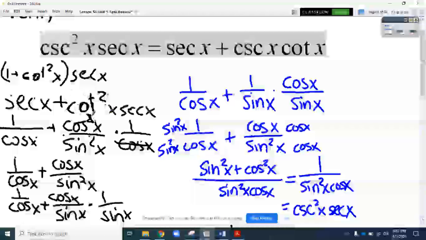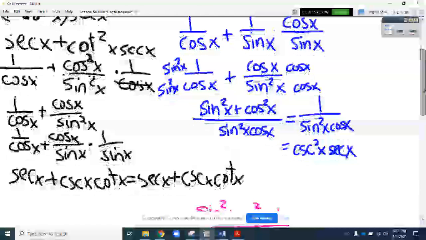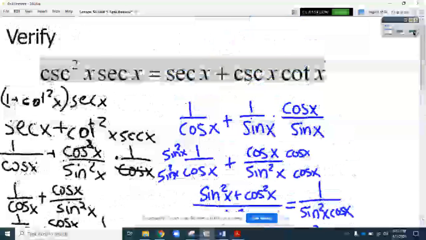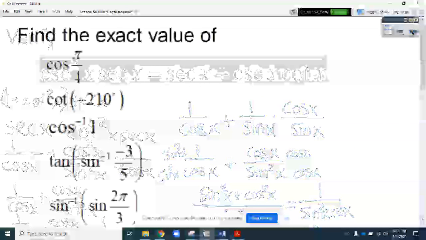Then we have to deal with what we have. So secant is 1 over cosine. Cotangent squared is cosine squared over sine squared times 1 over cosine. One of those cosines can cancel. We have cosine over sine squared. When you think about splitting that up, that is cosine over sine times 1 over sine, which gives us what we needed, right? All right, next one.